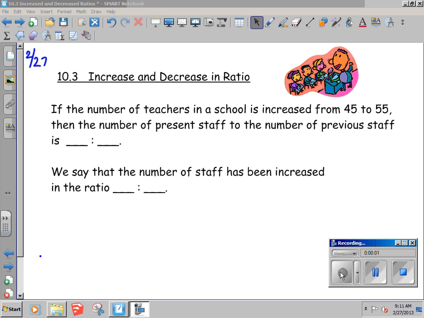Today we're talking about increasing and decreasing in ratios. And the key to this lesson is learning the vocabulary and the pattern of how to write the ratio, which is the same every time.